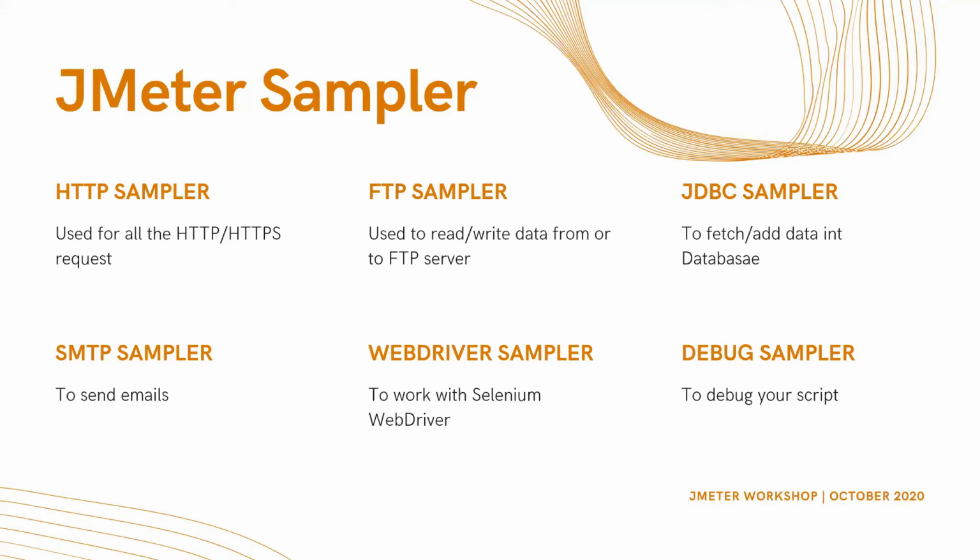Similarly, we have the debug sampler. The debug sampler will debug your script. In my script, I have defined some variables. I'm fetching data from CSV, or via a regex extractor or JSON path extractor, and I want to make sure that all my variables are getting the proper data and the extraction is working fine. I need to use the debug sampler, which will show me all the dynamic values of my data. So these are the different JMeter samplers.